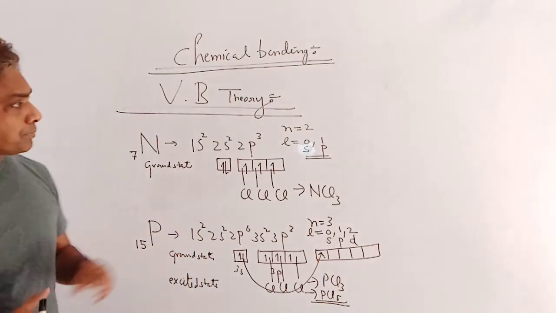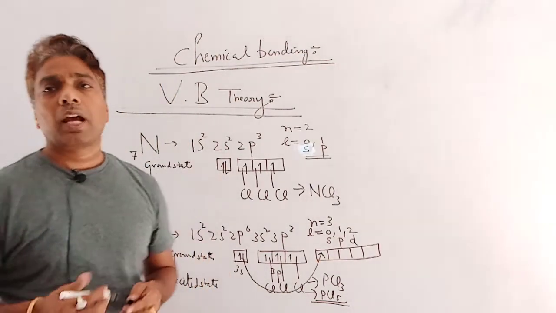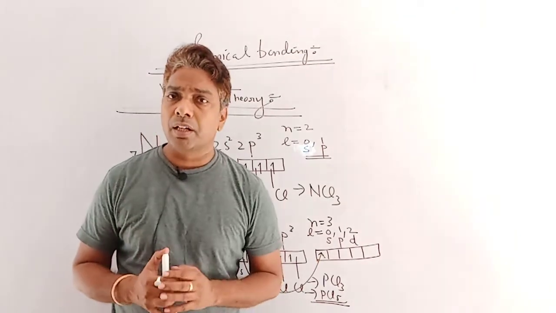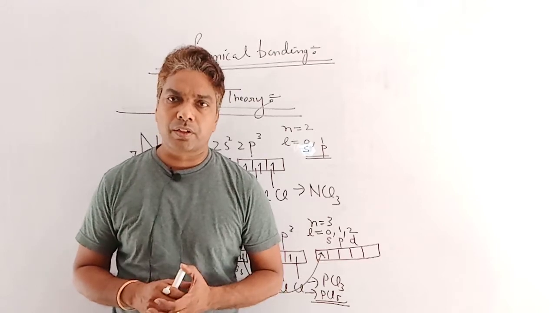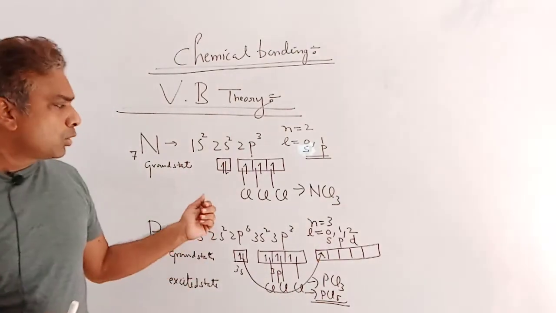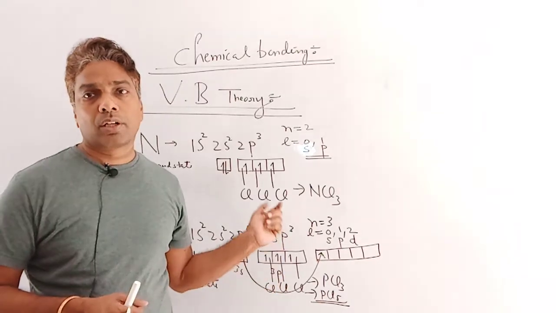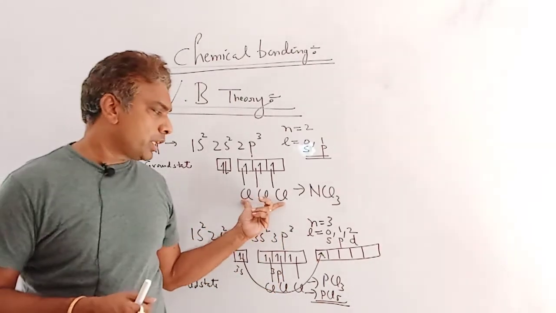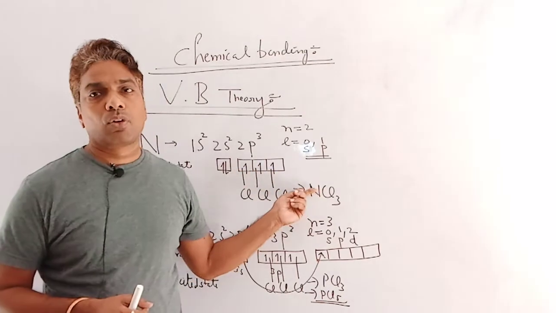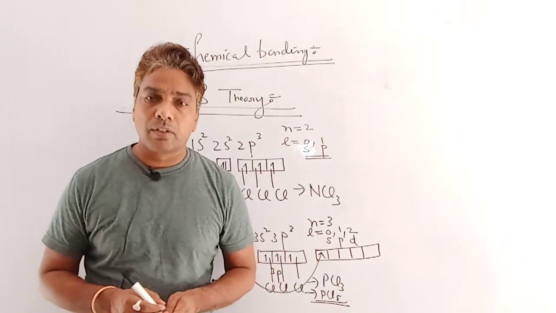Once again, firstly, according to VB theory, every atom has a tendency to pair its electrons present either in ground state or in excited state. For example, nitrogen and phosphorus both contain 3 unpaired electrons in the ground state. So in the ground state, with the help of 3 chlorine atoms, all 3 electrons are paired and NCl3 is formed, as well as PCl3, in the ground state of nitrogen and phosphorus.